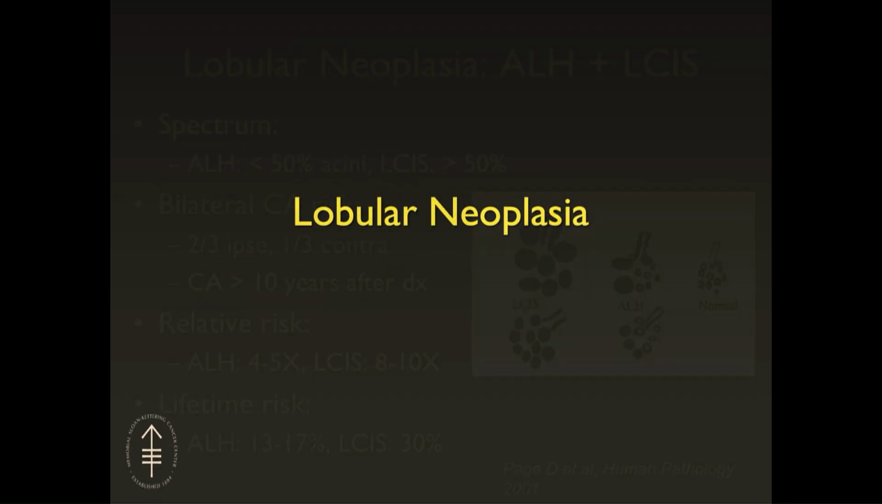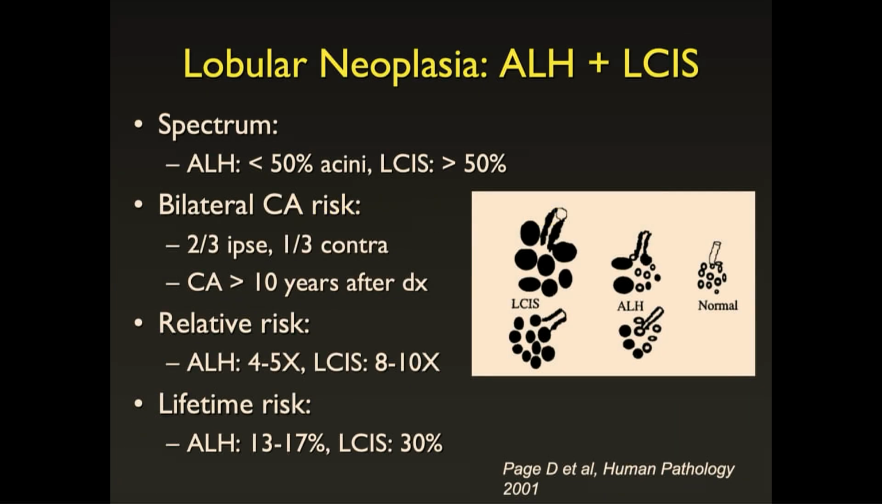Lobular neoplasia. I think we all can appreciate that lobular neoplasia is a spectrum of disease. It's considered ALH when cells do not fill or distend 50% of the lobular acini. If it's more than 50%, it's called LCIS, so it is really a spectrum. It's considered a marker of bilateral increased cancer risk. The cancer can be in the same breast or in the contralateral breast. Often that cancer does not develop until more than 10 years after the initial diagnosis of LCIS.